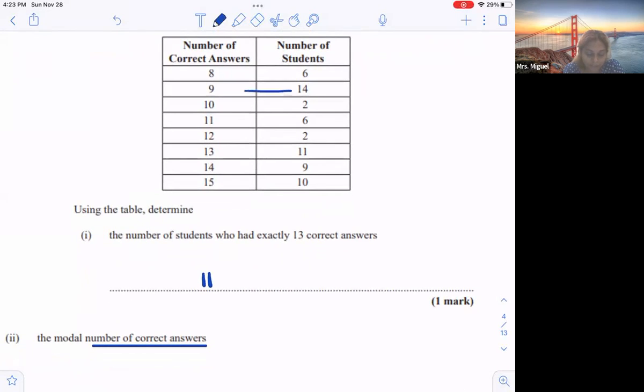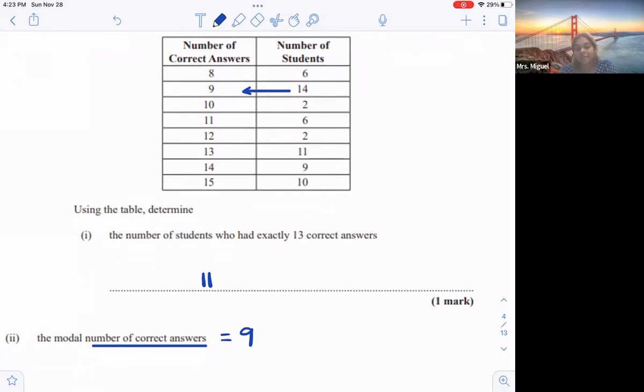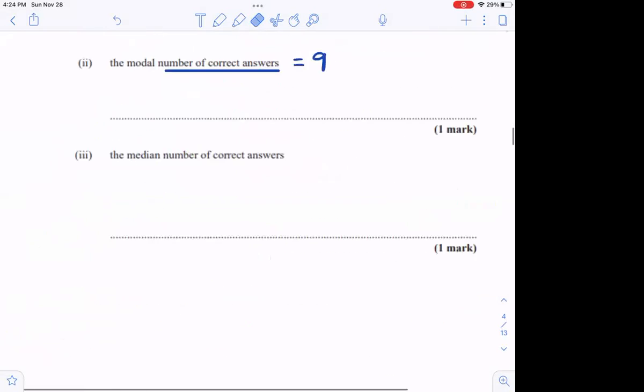14 corresponds to how many correct answers? 9. So please answer what they ask you, right? Don't go and put 14, because 14 is not even the answer for the number of correct answers. 14 corresponds to 9 and that is not the mode. We're looking for the number of correct answers with the highest frequency. Do you all understand that? Yeah, miss.